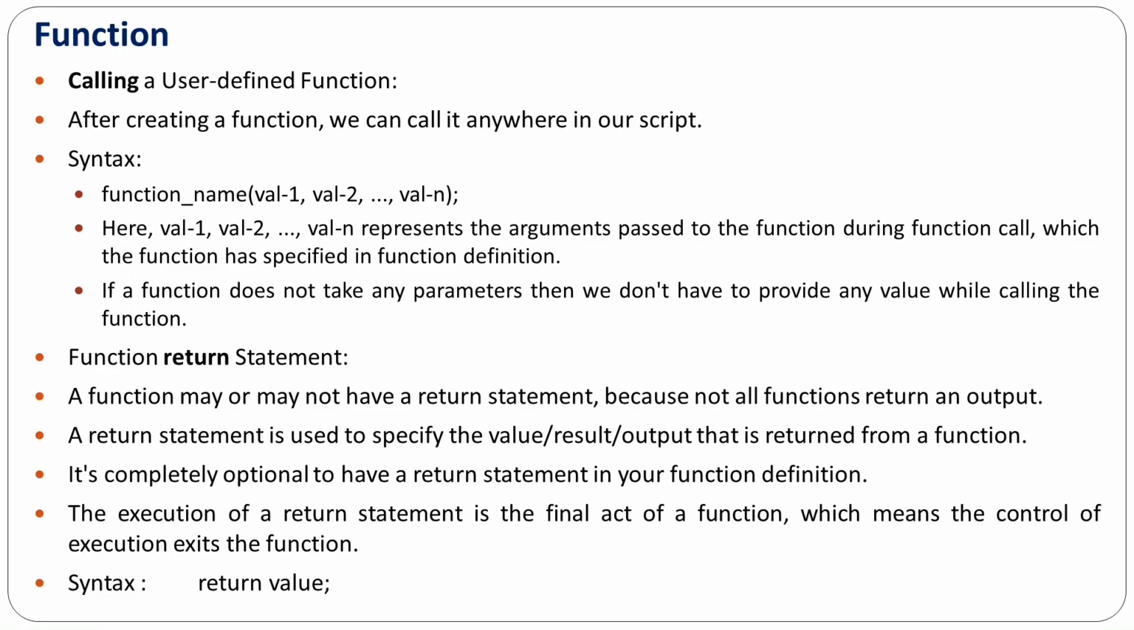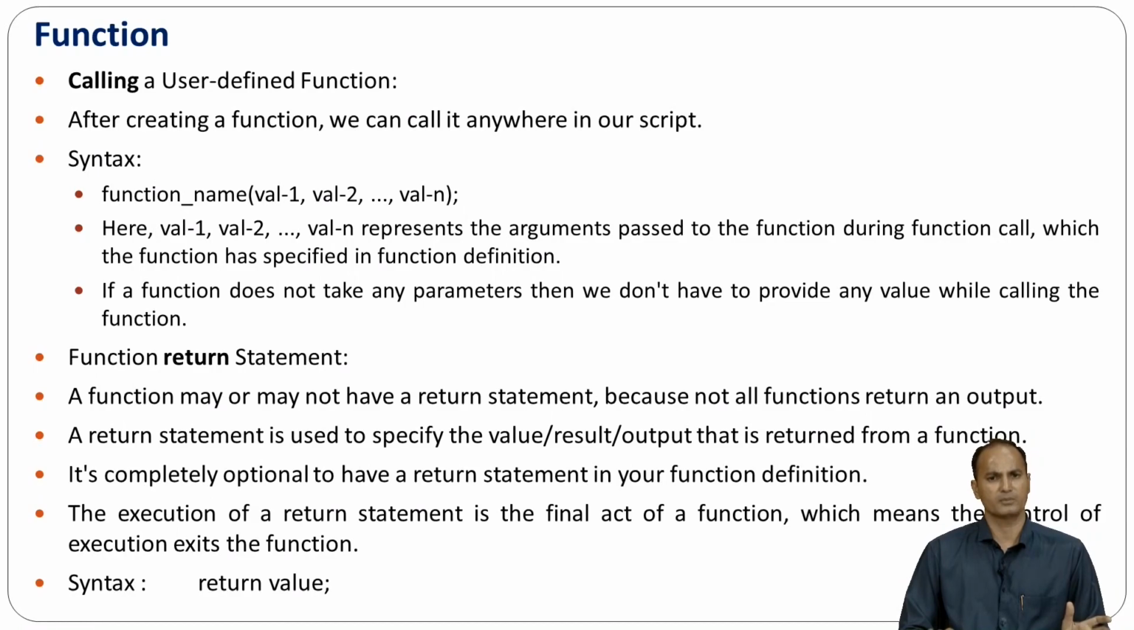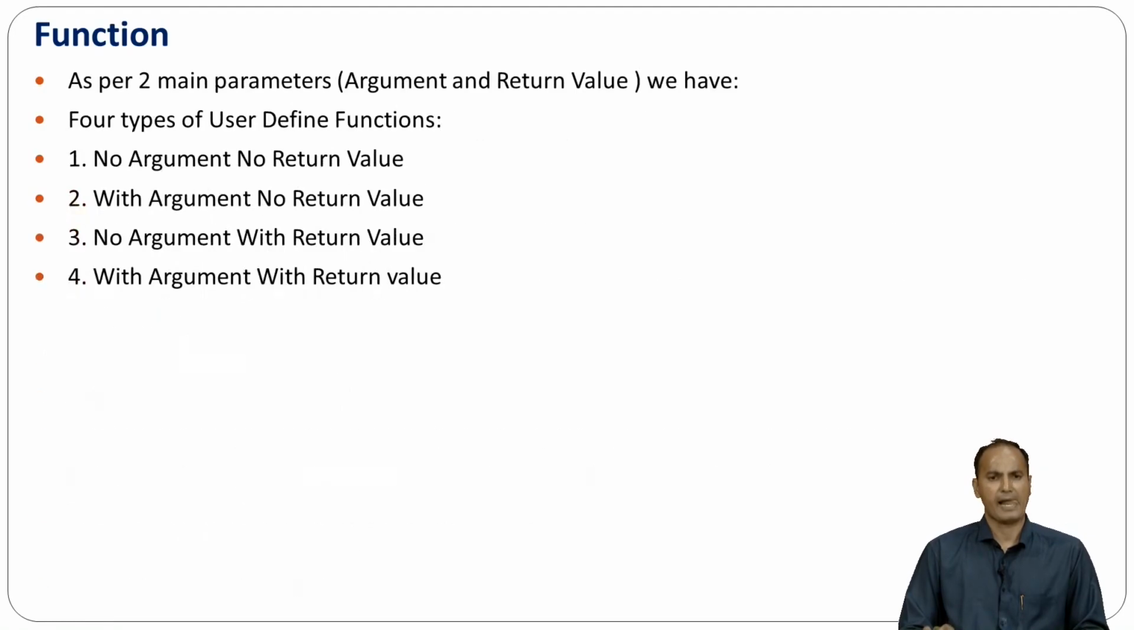Function return statements. A function may or may not have a return statement because not all functions return an output. Sometimes we don't need to return a value from the function. As per the two main parameters, argument and return value, we have four types of functions: functions with no argument no return value, with argument no return value, no argument with return value, and with argument with return value. You can make a function in different scenarios as mentioned here. You can specify the argument but not the return value, or specify both, and vice versa, and implement the function's functionality.